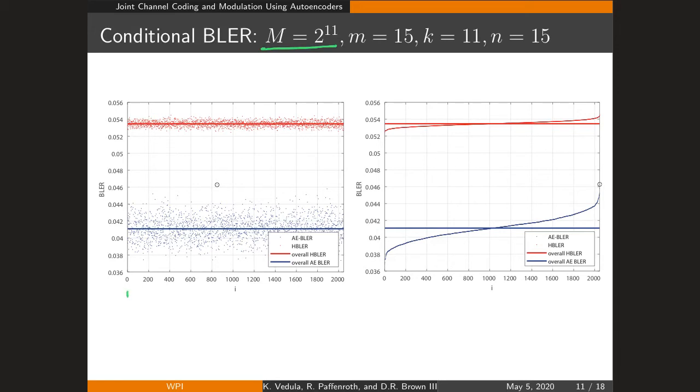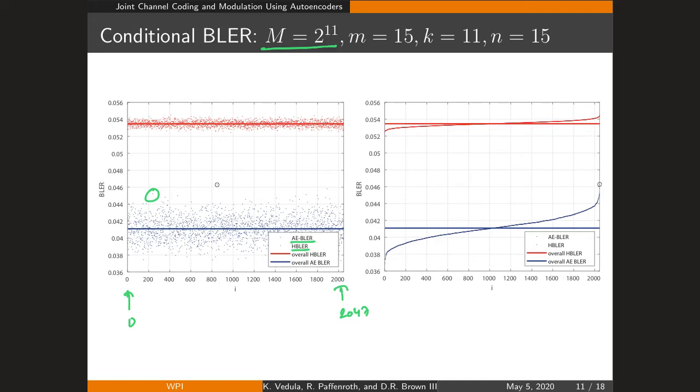Now let's look at the conditional blur for 2048 code words for the 15/11 setup. Each code word starting from 0 till 2047 is sent through the autoencoder and the Hamming encoder decoder setup 5 million times. This results in an average error made by each code word, and this is represented by the blue dots here. The flat line represents the overall error rate made by all the code words put together. Similarly, the red dots represent the errors made by the Hamming code words, and the flat red line represents the average Hamming blur.